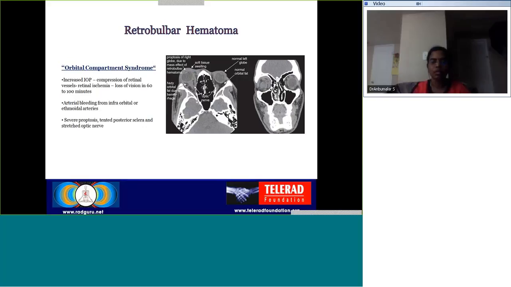That is, the increased intraocular pressure may cause retinal ischemia and there will be loss of vision. This hematoma may be an arterial bleed also, that has to be surgically intervened, and this is an emergency condition.